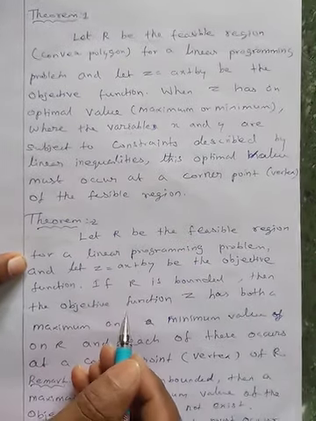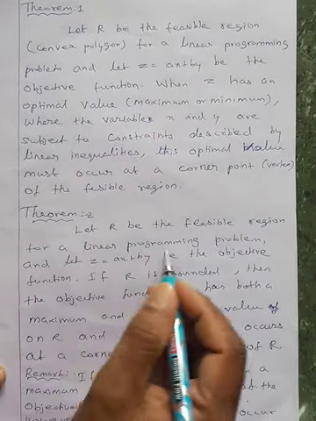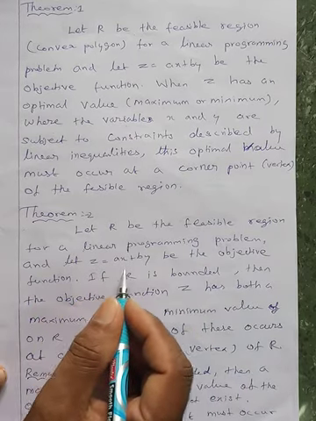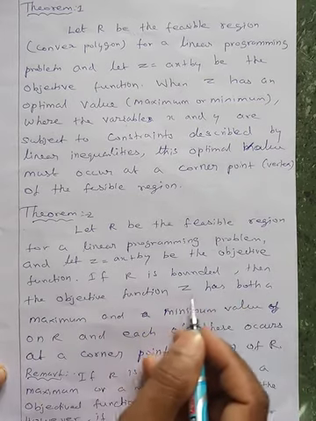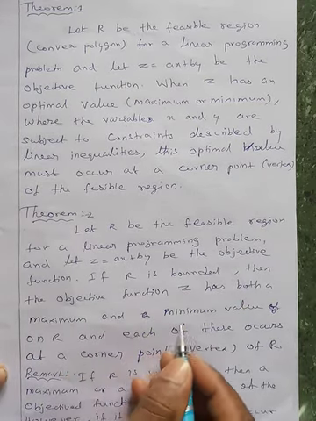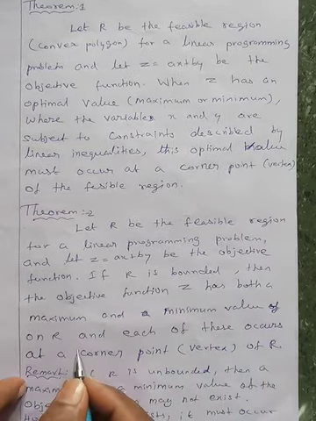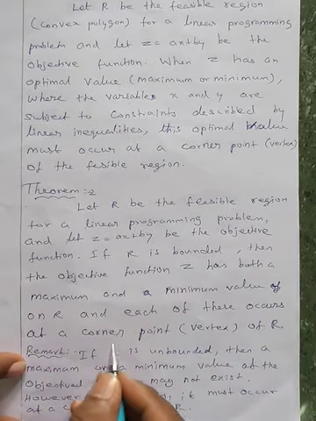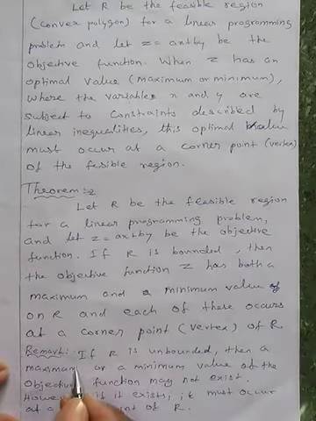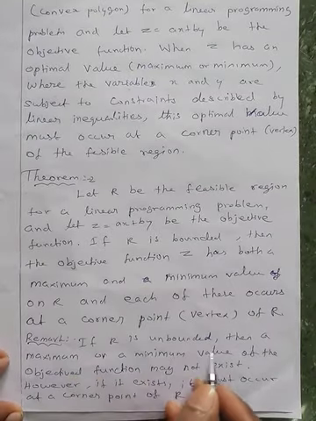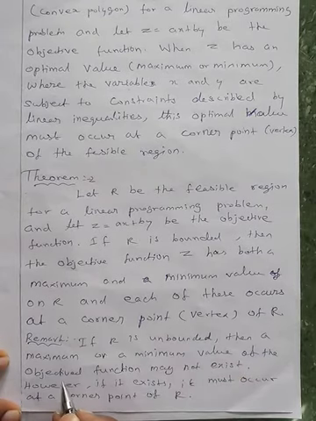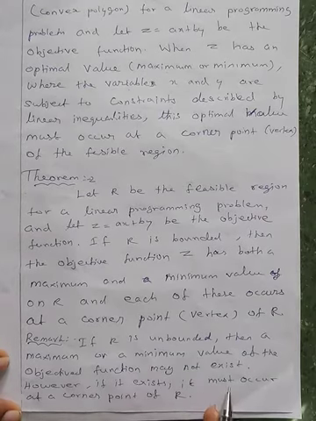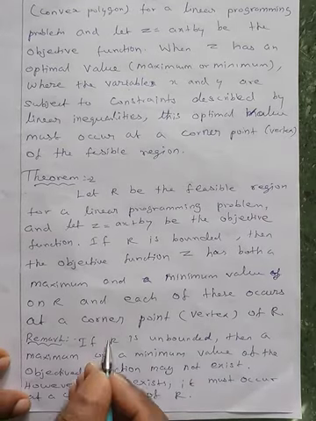Theorem 2. Let R be the feasible region for a linear programming problem, and let z equals ax plus by be the objective function. If R is bounded, then the objective function z has both a maximum and minimum value on R, and each of these occurs at a corner point or vertex of R. Remark. If R is unbounded, then a maximum or a minimum value of the objective function may not exist. However, if it exists, it must occur at a corner point of R.